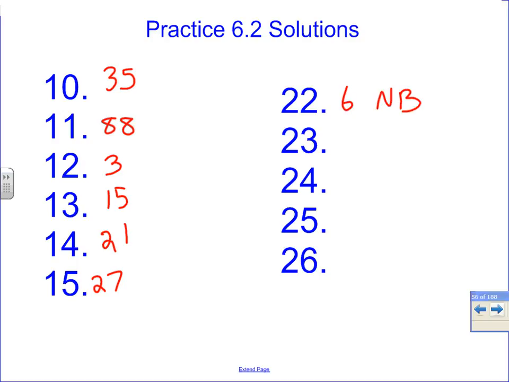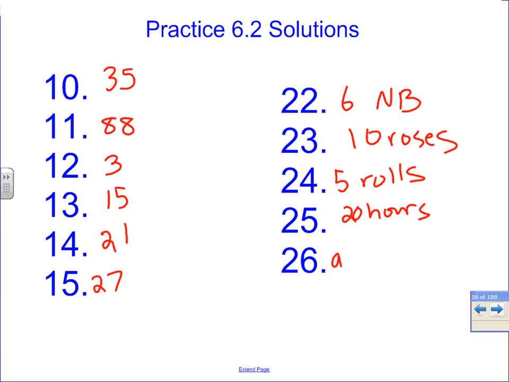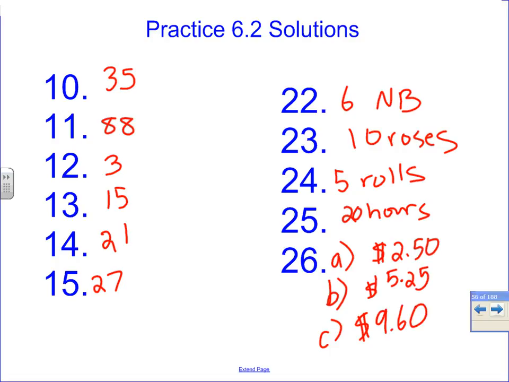23, Adam. 10 what? Good. 24, Matt. Good. 5 paper towel rolls. Justin, 25. Good. 20 hours. Okay, 26, we have an A, B, and a C. So starting with A, Doug, what did you get? $2.50. Annalise, B. Good. $5.25. Zach, letter C. $9 and what? Should be $9.60.